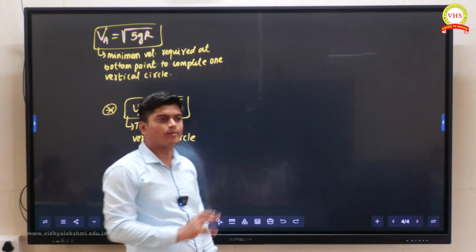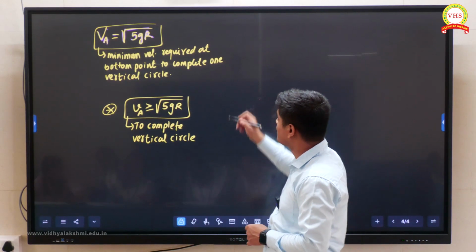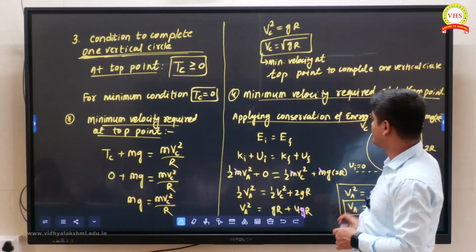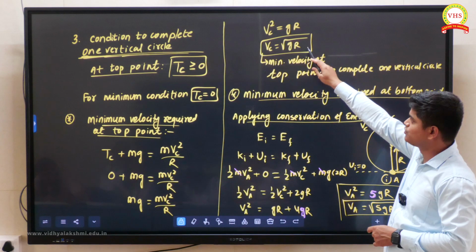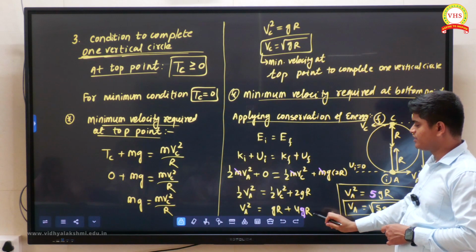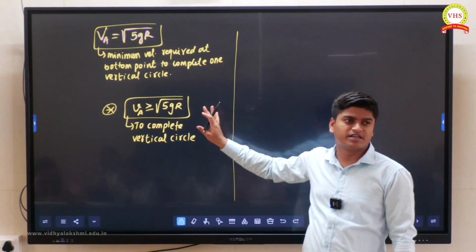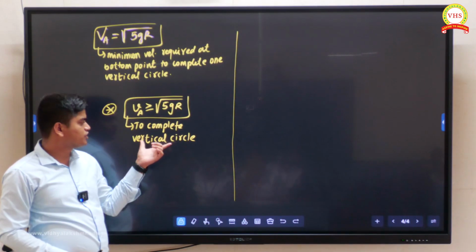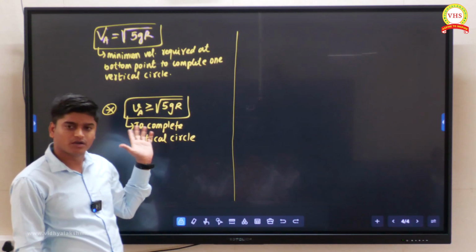So this is what you understood from this. To complete a vertical circle, how much minimum velocity do you require, at the top point and at the bottom point? At the top point you need root under gr. At the bottom point what do you need? Root under 5gr. Is this idea clear? No doubt? So remember that to complete a vertical circle, this is the condition: V equal to root under 5gr.